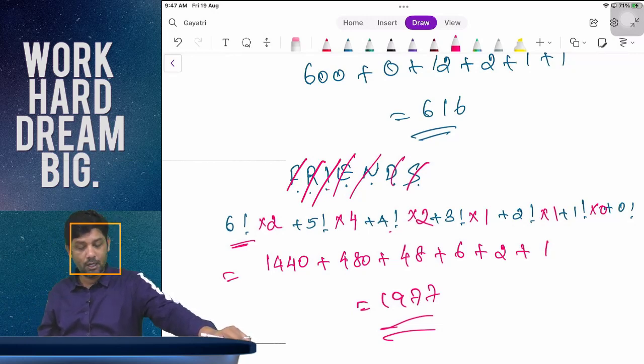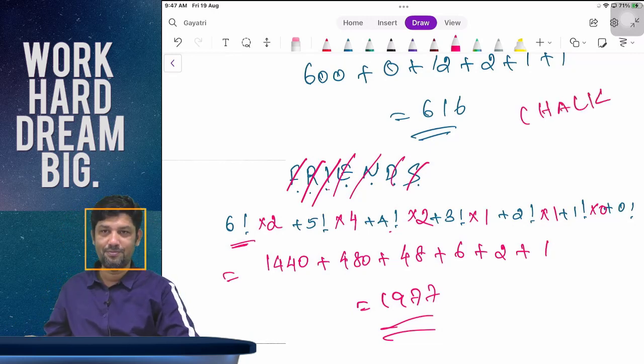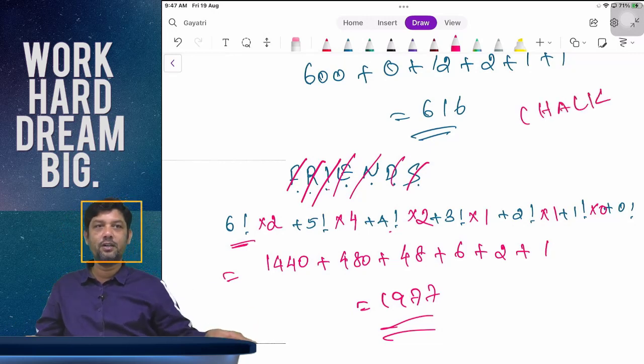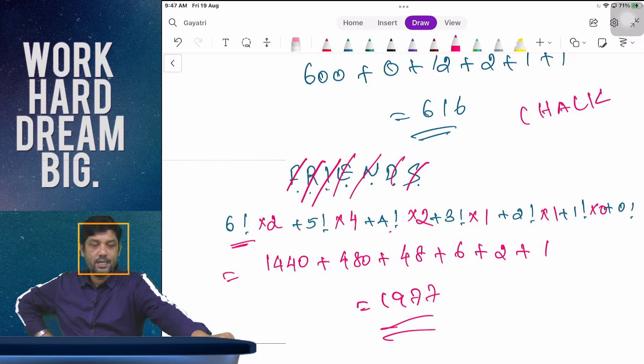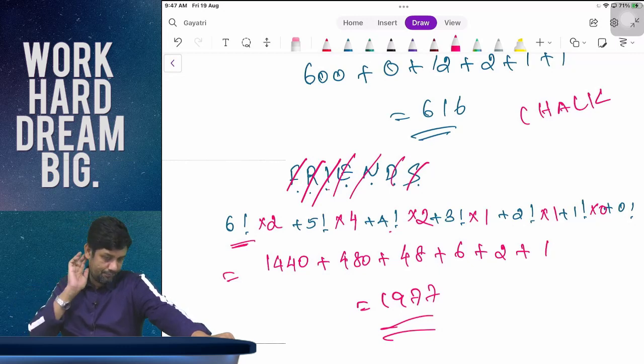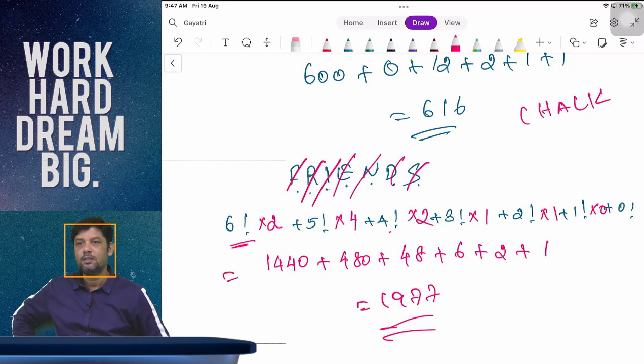Okay, now, can you please find the answer for CHALK now? You are ignoring 0 factorial. 32. Of course, 32 is the right answer.